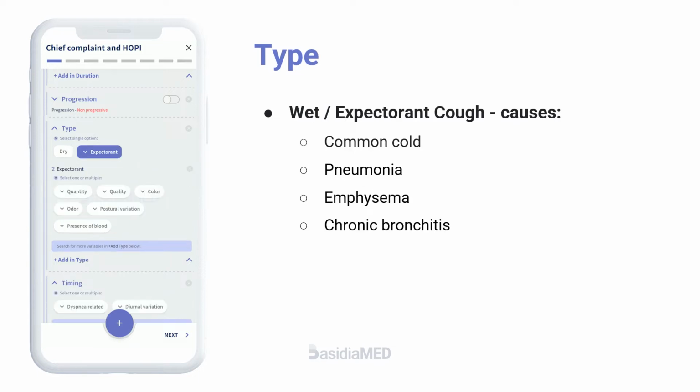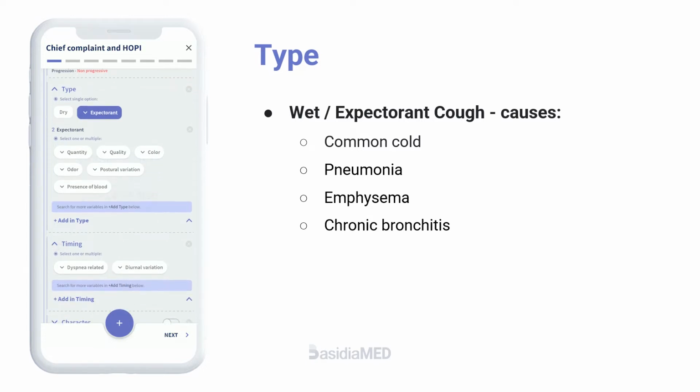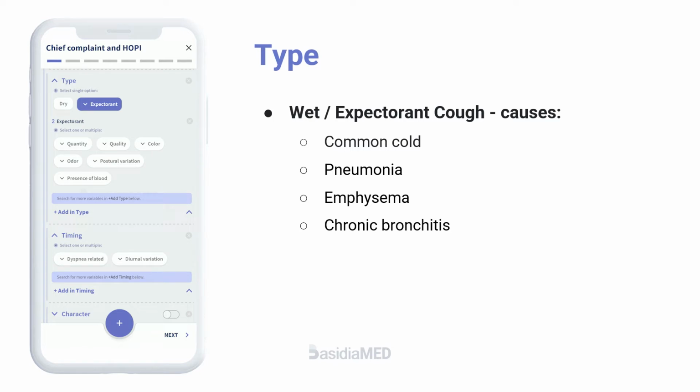A wet cough, also called a productive cough or expectorant cough, is a cough that typically brings up mucus. A cold or the flu commonly causes wet coughs. Other conditions that can cause a wet cough include pneumonia, emphysema, and chronic bronchitis.